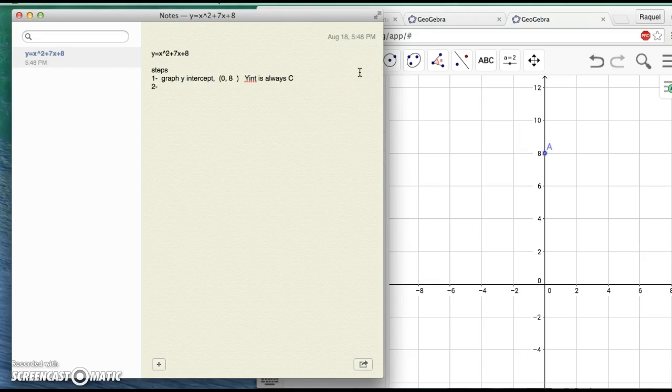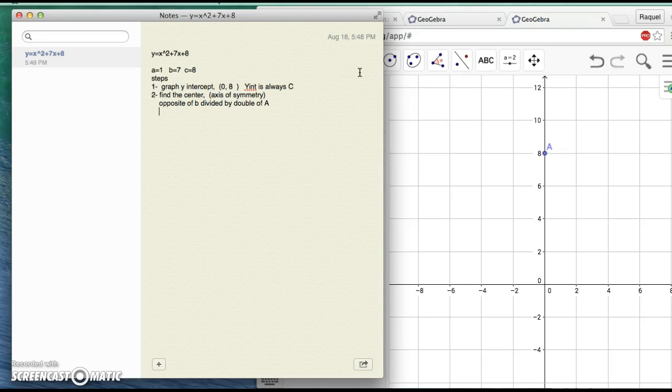All right, step 2. You can have multiple ways to do this, but I like to find the center. Just call it the axis of symmetry. Fancy word. I just call it the center of the parabola, and that is the opposite of B divided by double of A. You can put A equals 1, B equals 7, C equals 8 at the beginning.